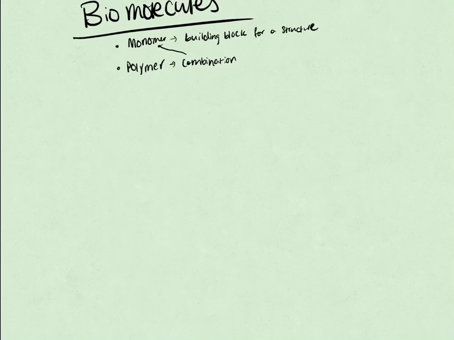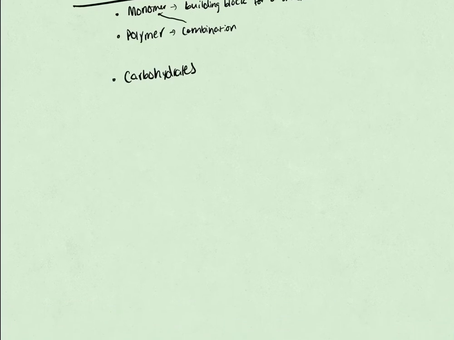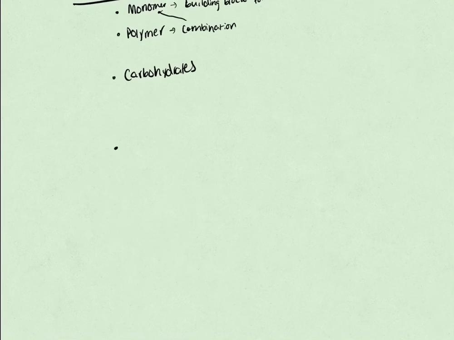So now let's start by introducing the four major types of biomolecules there are. The four major types are carbohydrates, lipids, proteins, and lastly, nucleic acids.